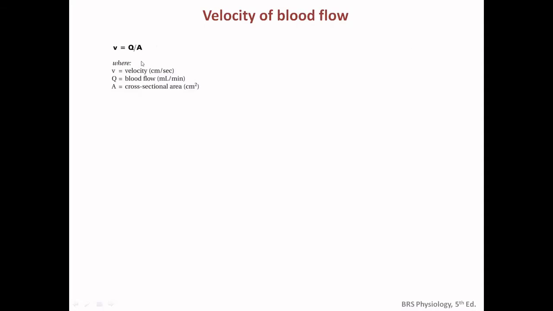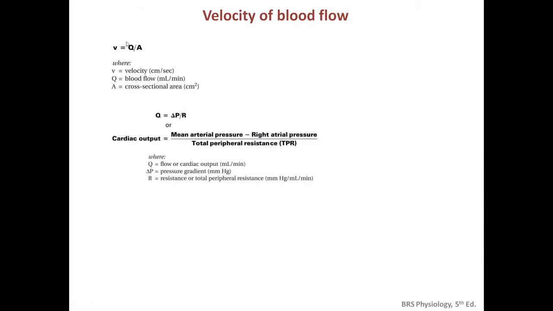The velocity of the blood is Q by A. V is the velocity, the rate at which the blood flows, Q is the blood flow, meaning the cardiac output, and A is the cross-sectional area of the blood vessels. This Q, the cardiac output or the blood flow, is equal to the change in pressure, meaning the difference in pressure, divided by the resistance. So it is the mean arterial pressure minus the right atrial pressure divided by the total peripheral resistance. That is the cardiac output.